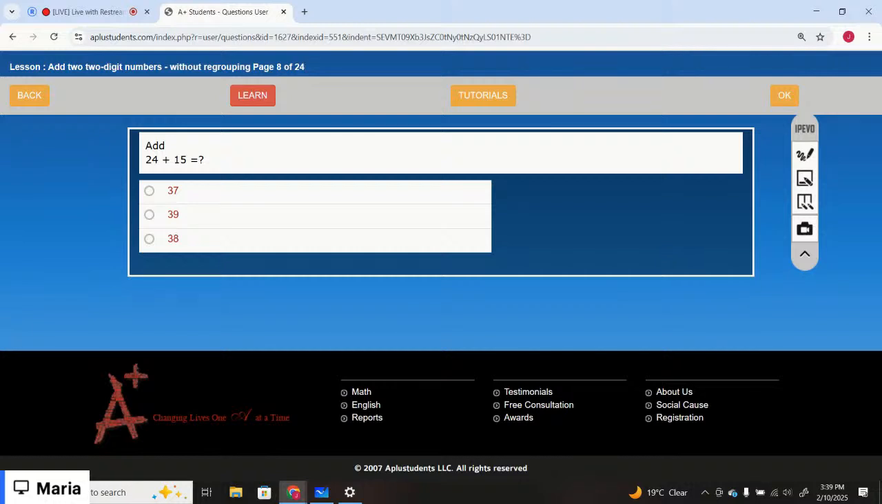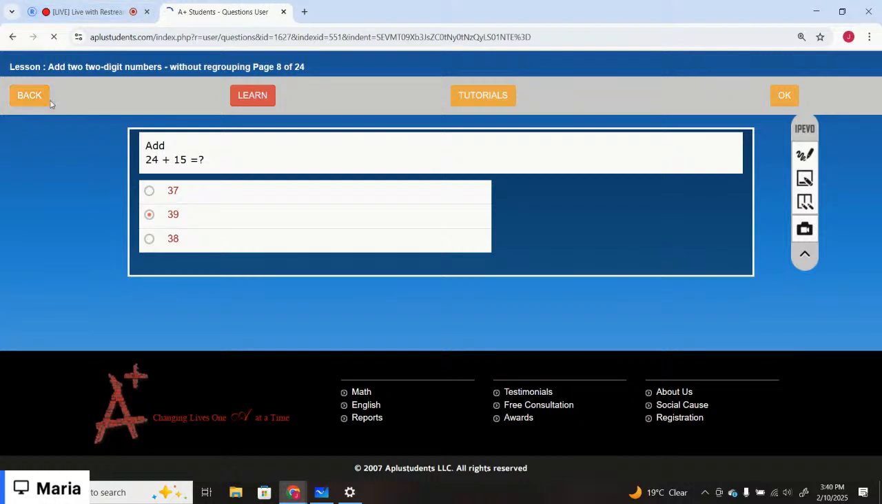24 plus 15, which is the correct option? That is 39. Option number 2 is the correct option. Okay, you can complete the lesson by yourself later today.